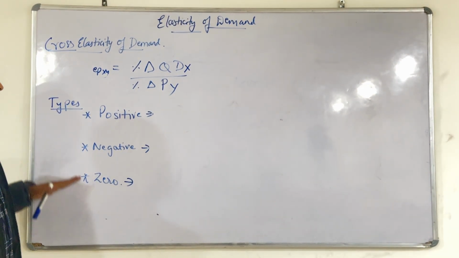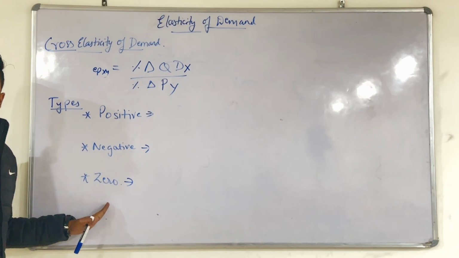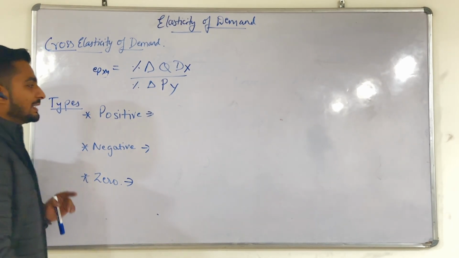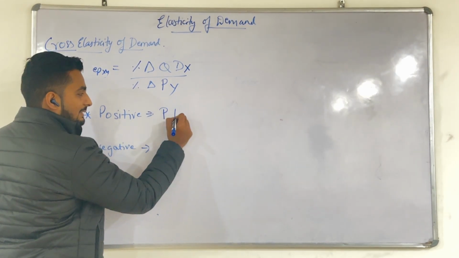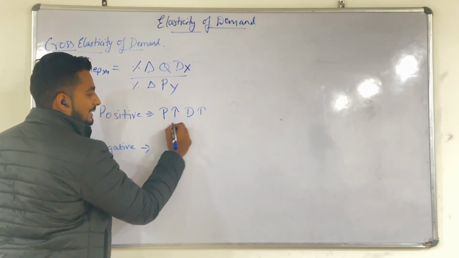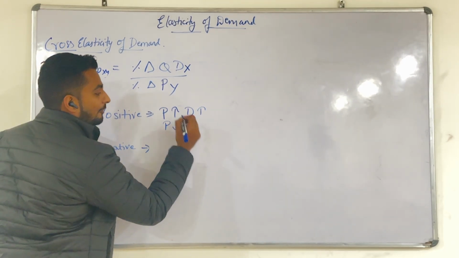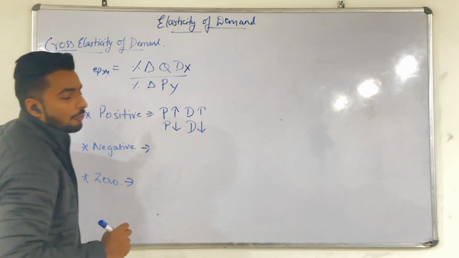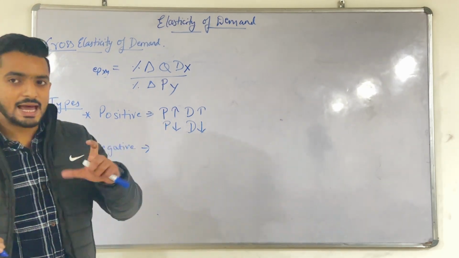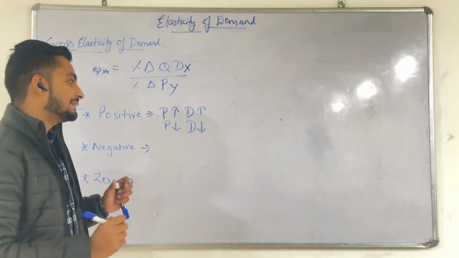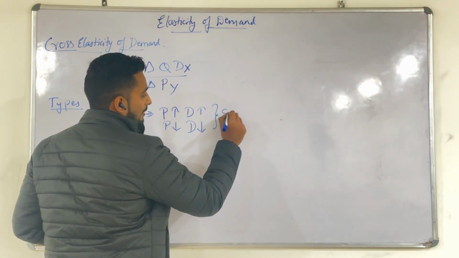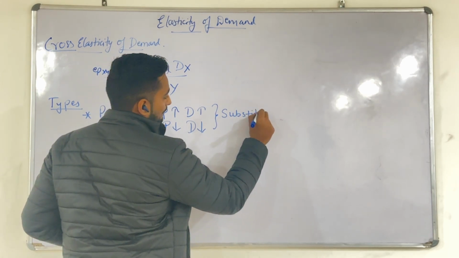Now there are three types of cross elasticity: positive, negative, zero. Positive cross elasticity means price increases, demand increases, and price falls, demand of the related commodity will fall. Again, positive means direct relationship. So this is the case of substitute goods.